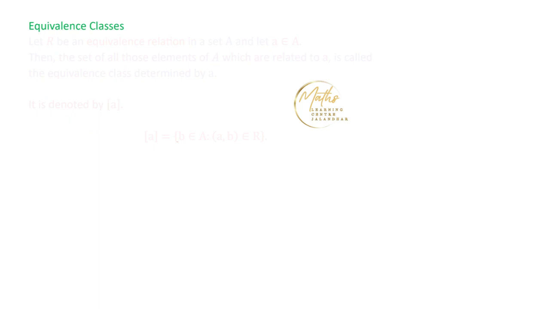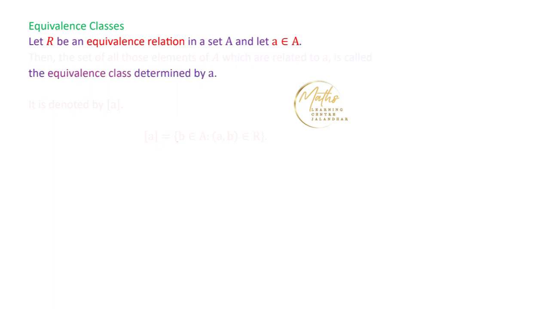Now the next definition we have is equivalence class. For equivalence class, the first condition we have is that we have a relation R which is an equivalence relation on a set A, and we have an element a belongs to A, an element of this set A. Then we are talking about the equivalence class determined by this element.